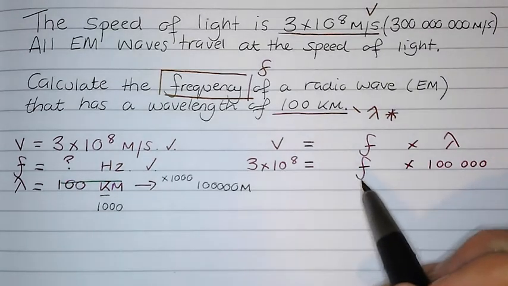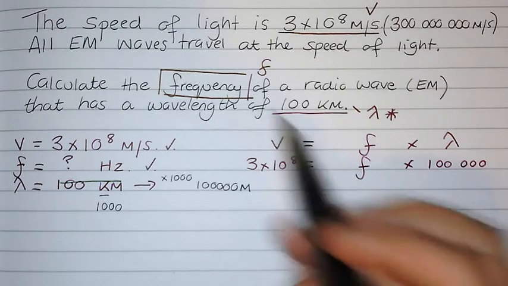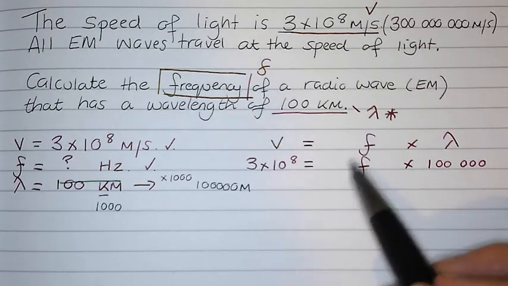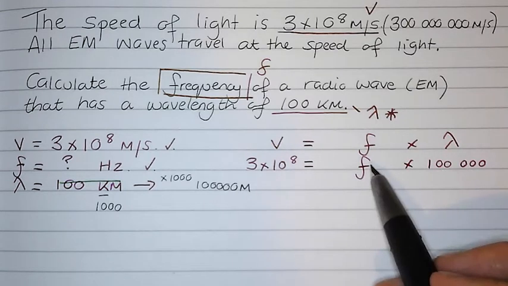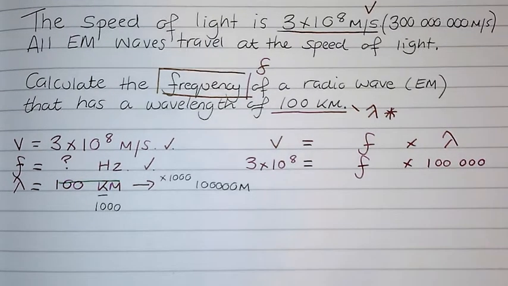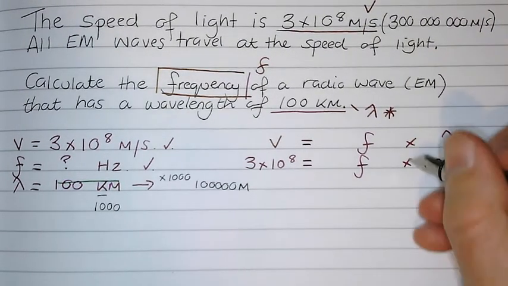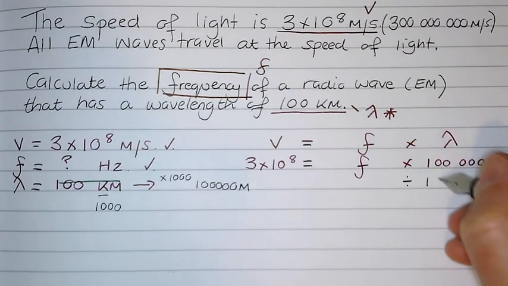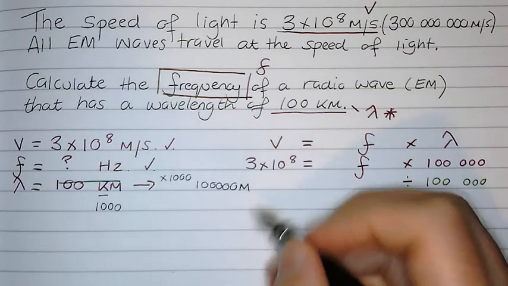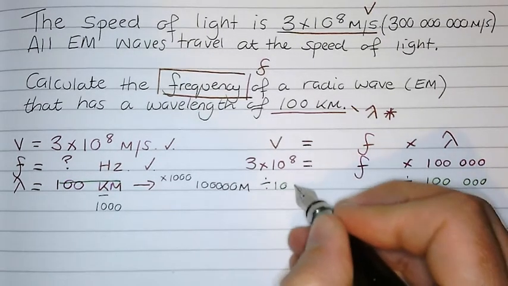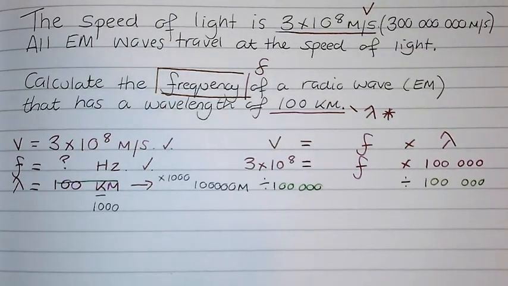So what we now need to do is look at the question and see, is the thing that we want, the frequency, the subject? It's not, because it's being multiplied by 100,000. So we need to make it the subject. We need to get rid of this times by 100,000. In order to do that, we do the inverse, which means opposite. So it's currently times by, so we're going to divide by 100,000. Whatever we do to one side, we've got to do to the other. So this side is also getting divided by 100,000.